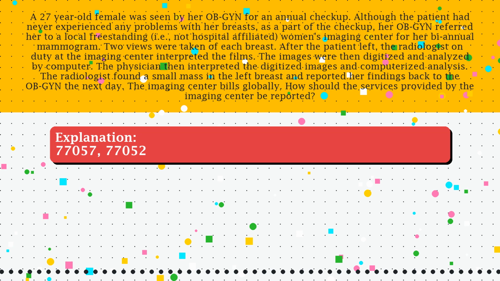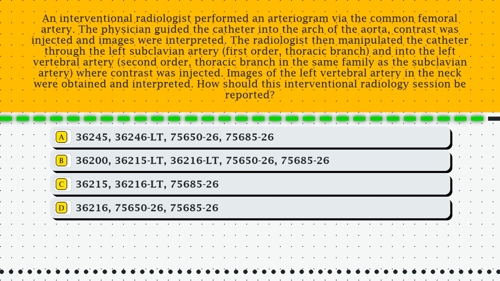Question 117. An interventional radiologist performed an arteriogram via the common femoral artery. The physician guided the catheter into the arch of the aorta, contrast was injected and images were interpreted. The radiologist then manipulated the catheter through the left subclavian artery, first order thoracic branch, and into the left vertebral artery, second order thoracic branch in the same family as the subclavian artery, where contrast was injected. Images of the left vertebral artery in the neck were obtained and interpreted.